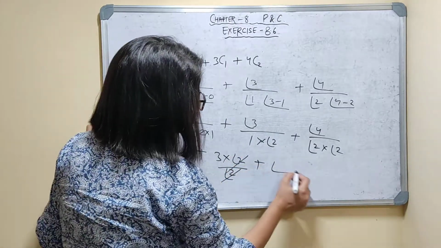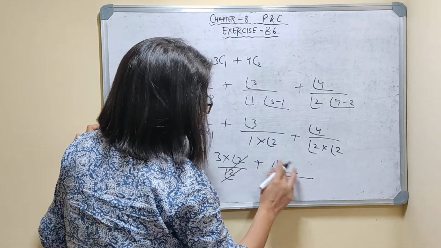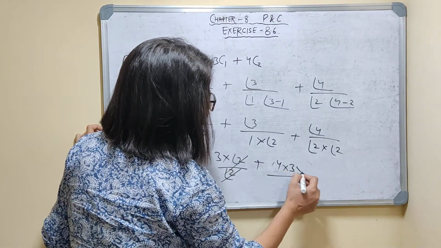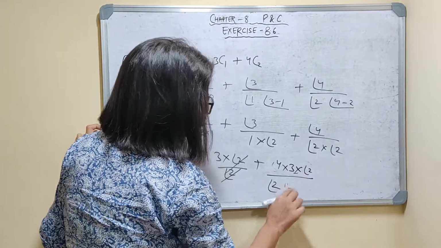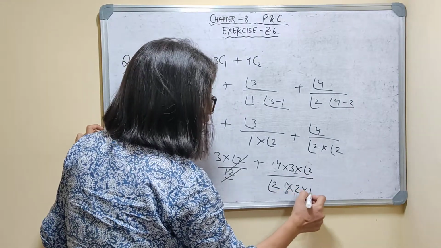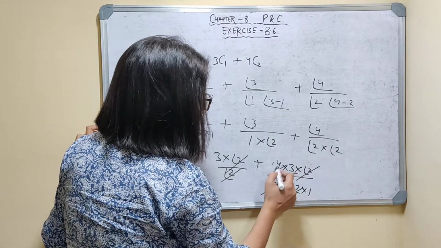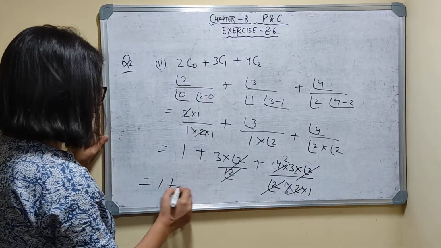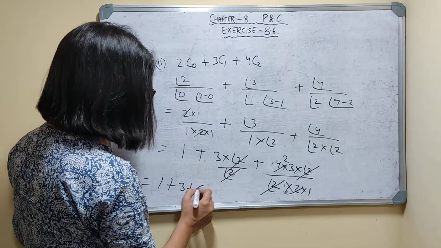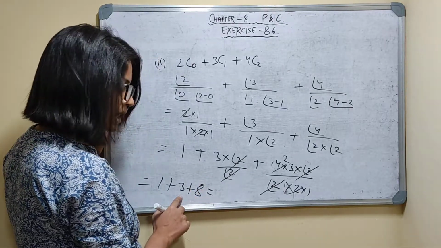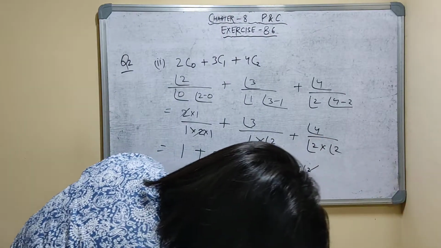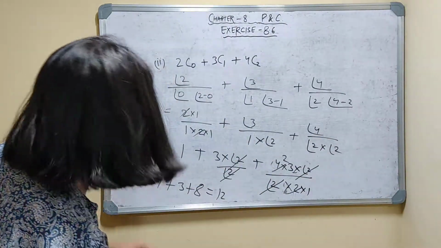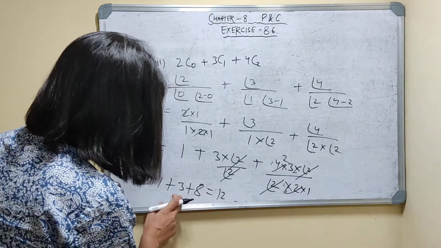Plus factorial 4 upon factorial 2, I will write 4 into 3 into factorial of 2 upon factorial 2, into 2 factorial, that I will write 2 into 1. Factorial 2 cancel, 2 fours are 8. So it will be 1 plus 3 plus 8. So 8 plus 3, 11 plus 1, 12. Answer is what? 12. Is it correct? No, it's wrong.